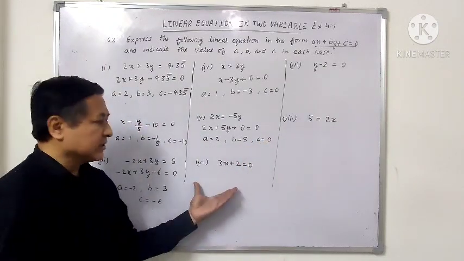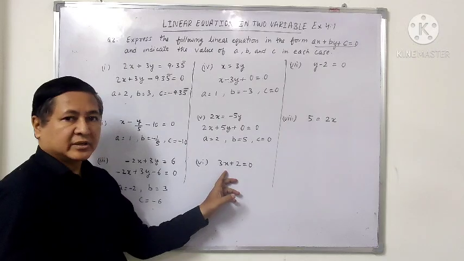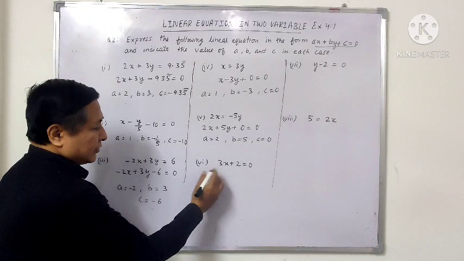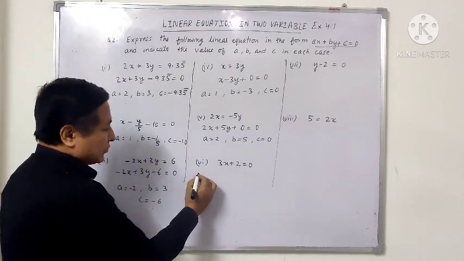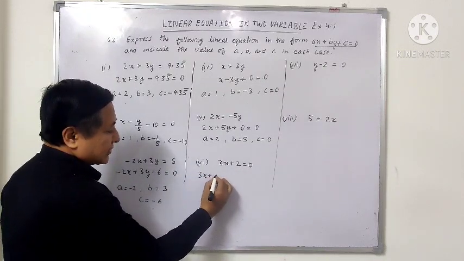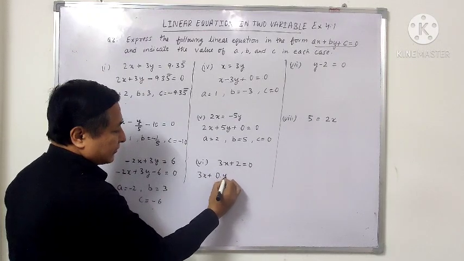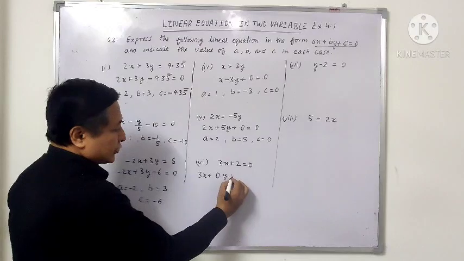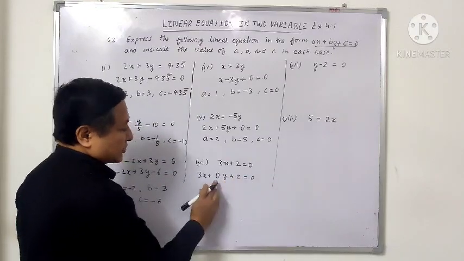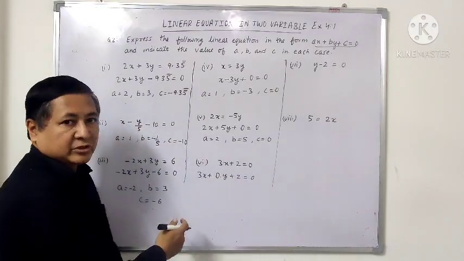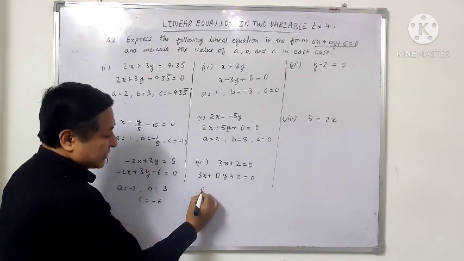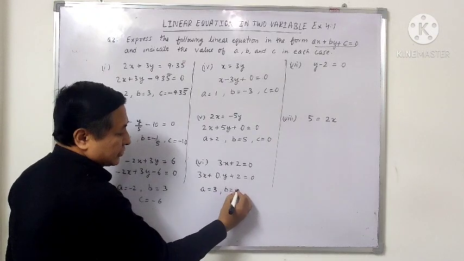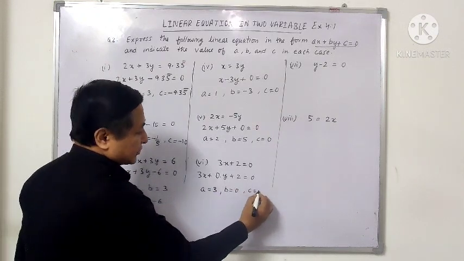Now if we see this question, it looks like it is in one variable, so we can convert it into two variables. We don't have a y variable here, so what we can do is write 3x plus 0 dot y plus 2 equals 0, because 0 into y will become 0 only. So what is a in this case now? This is 3, and b is 0, and c is 2.